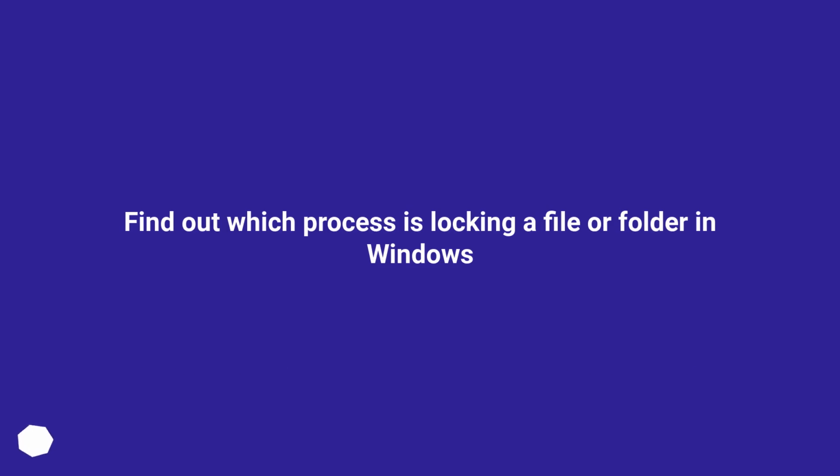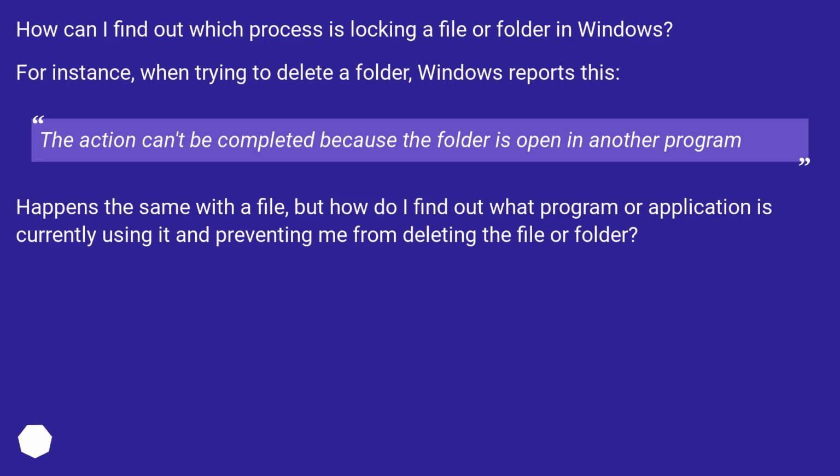Find out which process is locking a file or folder in Windows. How can I find out which process is locking a file or folder in Windows? For instance, when trying to delete a folder, Windows reports this: the action can't be completed because the folder is open in another program. The same happens with a file, but how do I find out what program or application is currently using it and preventing me from deleting the file or folder?